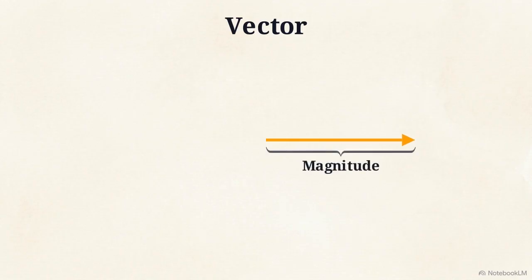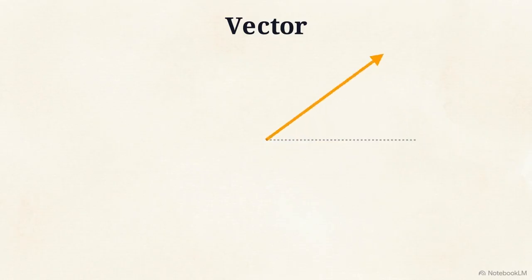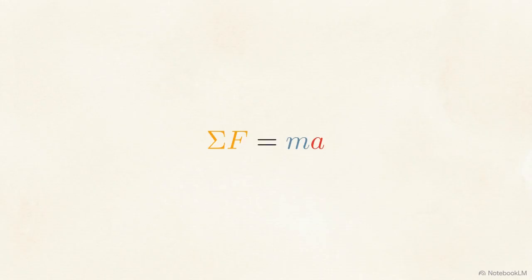To calculate that acceleration, engineers use vectors. A vector provides a specific magnitude and a direction of application. It describes how much force is pushing and exactly where it is pointing. These vector forces are governed by Newton's second law of motion. Force equals mass times acceleration.